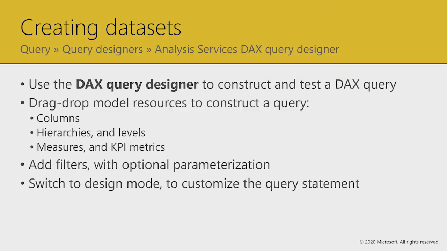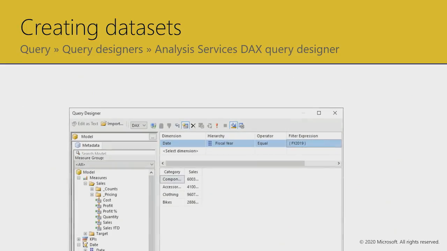All right, so we use the DAX Query Designer to construct and test a DAX query. You can drag and drop model resources to construct your query. Those resources could be columns, hierarchies, levels, measures, and even KPI metrics. You can add filters with optional parameterization, and then if you need to, you could switch to query mode, and then you could tamper with the query statement that has been built. That's right. So this is what it looks like.